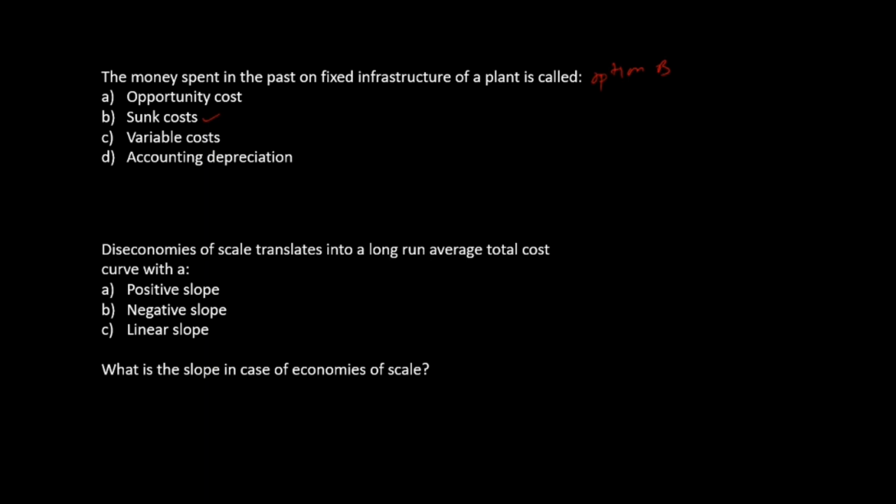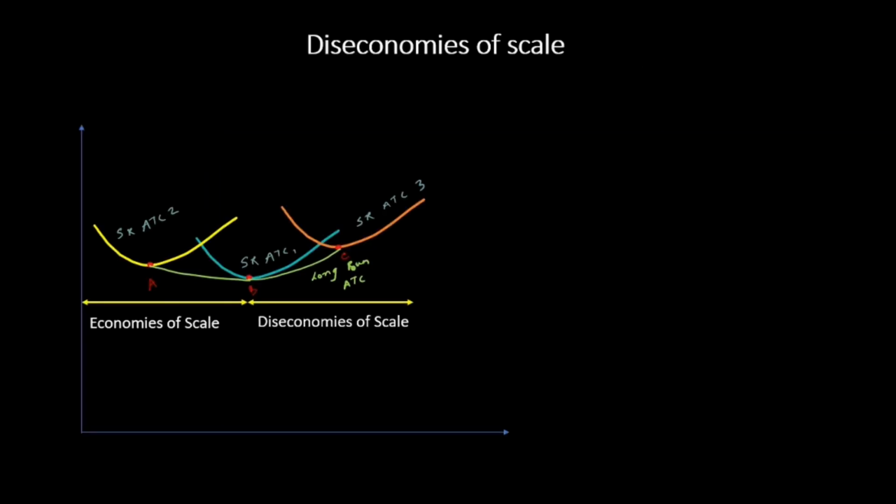The next question, diseconomies of scale translates into a long run average total cost curve with, you have three options: positive slope, negative slope, and linear slope. If I look at my graph for the long term average total costs, and if I look at point A, B, C, A to B represents economies of scale and B to C represents diseconomies of scale. So if I look at my curve from A to B, my curve is negatively sloped. So this has negative slope. And from B to C, my curve is positively sloped. So this is positive slope.